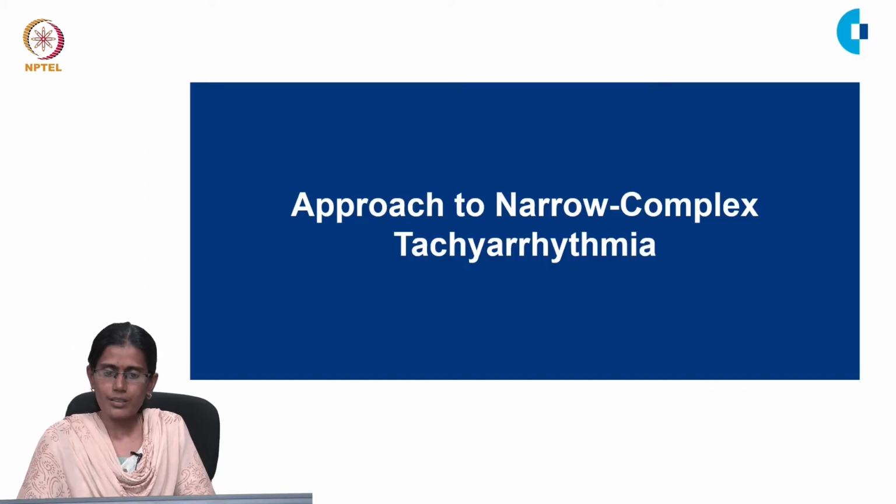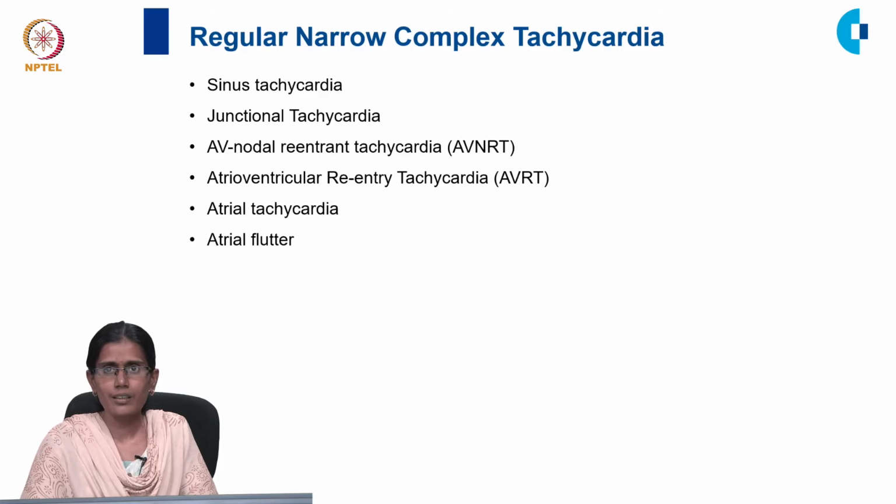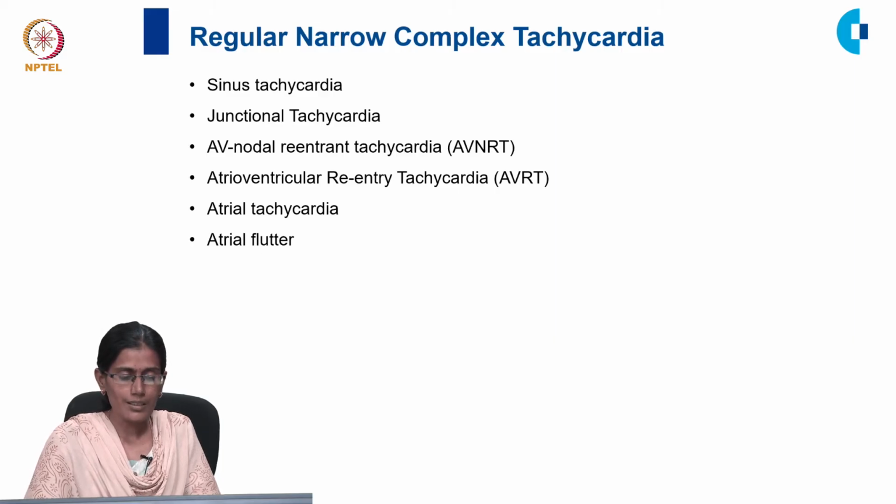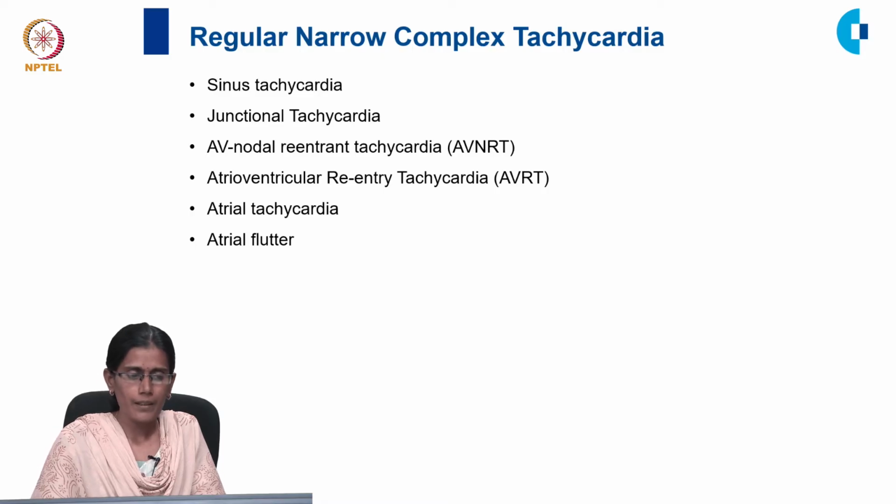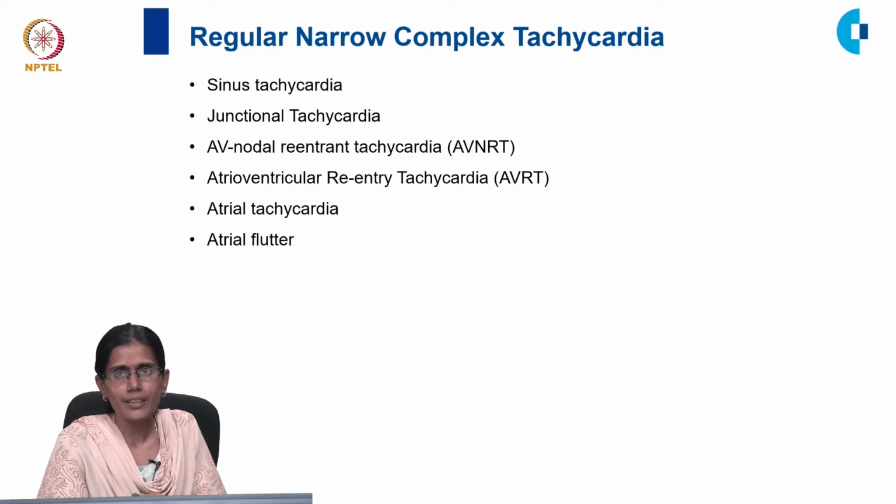First we are going to discuss narrow complex tachyarrhythmia. We have already subclassified this into two types, regular and irregular. Let's discuss regular narrow complex tachycardia. So what are the causes? Sinus tachycardia is the commonest cause for regular narrow complex tachycardia. It may be physiological or pathological. It has been dealt with already. The second cause is junctional tachycardia, where the impulses start from the AV node or the adjoining area.